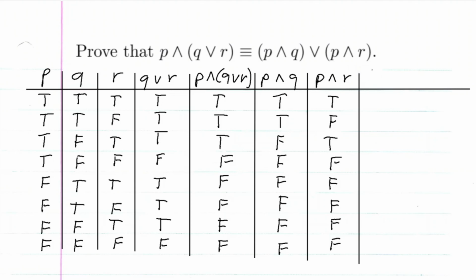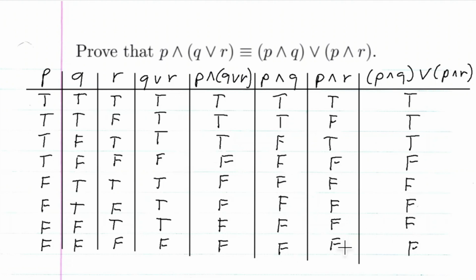Okay, so now I'm going to look at (P and Q) or (P and R). So we're going to look at these two columns here. So remember for OR, we only need one true in order for the entire thing to be true. So this is true, true, true. But look at that. The rest of them are false, right? Because both of them are false, right?